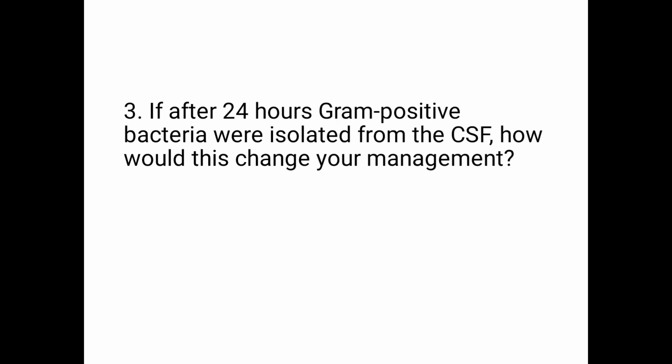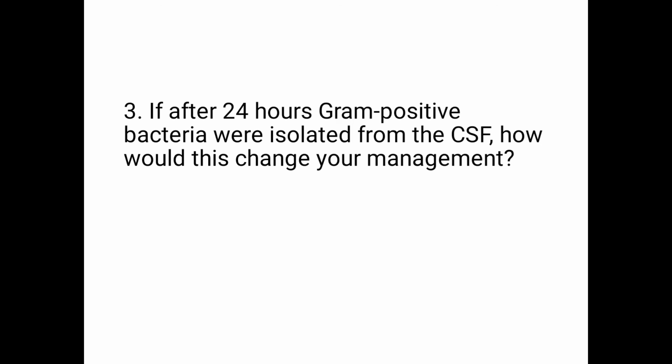Our third question is, if after 24 hours gram-positive bacteria were isolated from the CSF, how would this change your management? It depends upon the organism. If we are isolating gram-positive bacteria, it could be gram-positive aerobic bacilli, Listeria monocytogenes, or gram-positive aerobic cocci, streptococci, that is Streptococcus pneumoniae or pneumococcus. So, depending upon these two organisms, treatment changes.